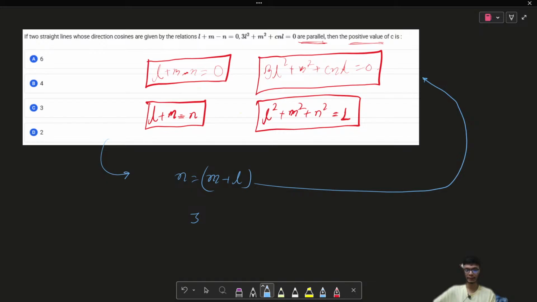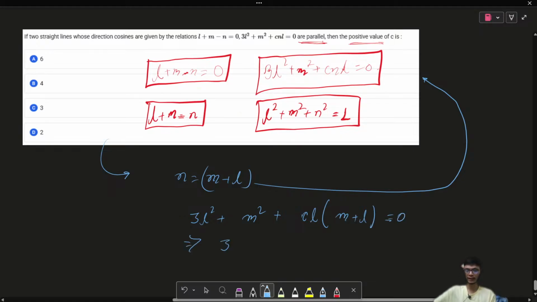Okay, so if I do that, I'll obtain L square plus M square, this is M, right? This M over here. Okay, so L square plus M square. Now in place of N, I will put CL into L plus M, which is equal to 0. So if I evaluate this, I will get 3 plus C L square plus CLM plus M square is equal to 0.